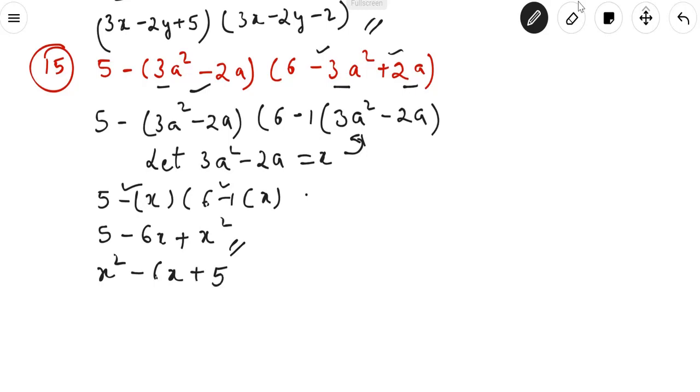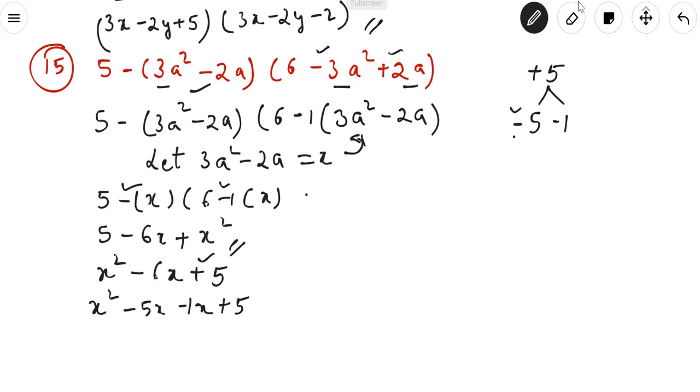Okay, so now we have to find the factors. 5 into 1 is 5. So what do I have to select? 5 into 1. So the middle value is what? Minus. So I'm going to select it as minus, and this also minus, because minus 5 and minus 1, I'm going to get minus 6. That's why both the values I'm going to select as minus. And when I multiply also, it is plus here, and minus into minus should be plus. Okay, so the factors are x square minus 5x minus 1x plus 5.